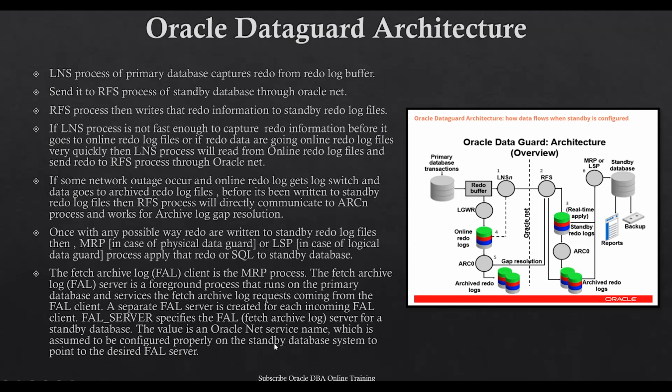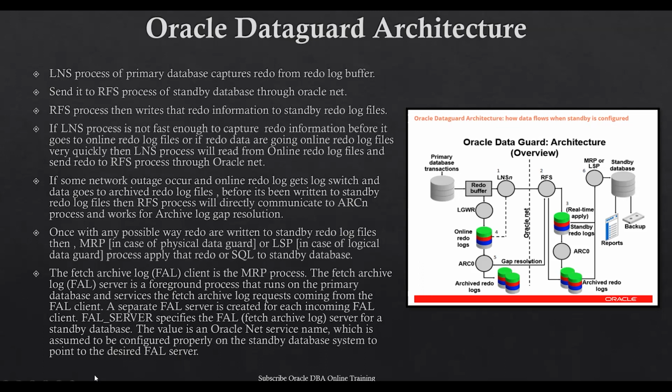Then we have some additional parameters like file server and file client, where we define the net service alias. Using those services, we can fetch the gap between the primary and standby database. But when we talk about 19c database, these parameters are not useful for us. I just mentioned it as a traditional architecture diagram discussion, so you can ignore it.